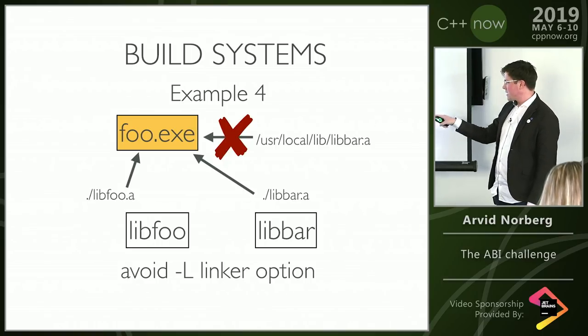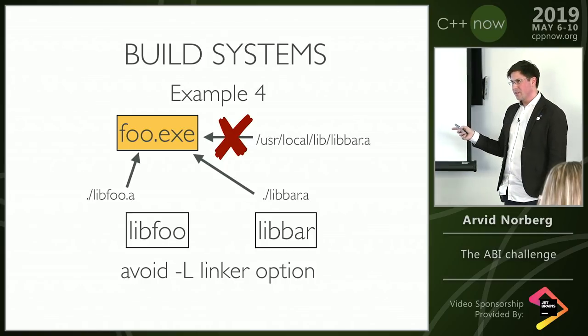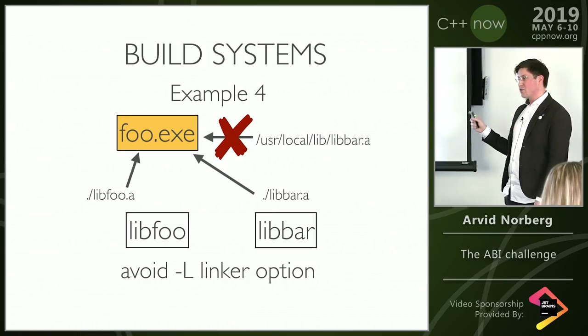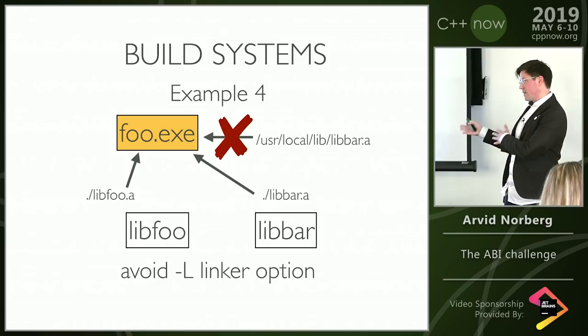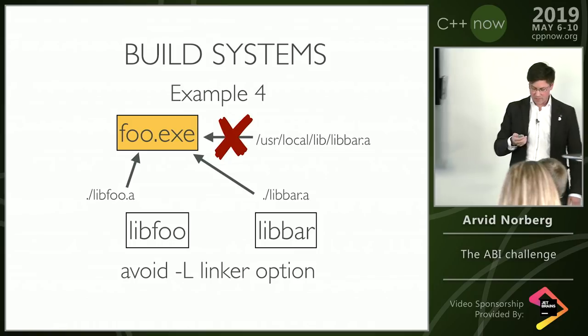I'm under the impression though that the capital -L linker option is something you should probably not want to use if you are linking against a static library. If you're linking a dynamic library, you probably need to use that to pick it up, right?